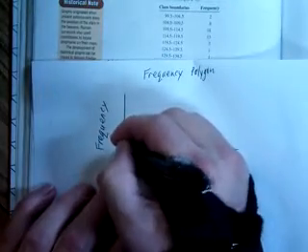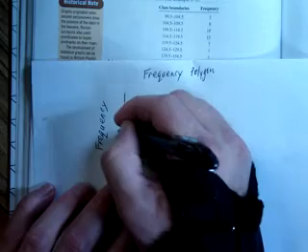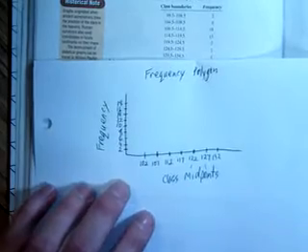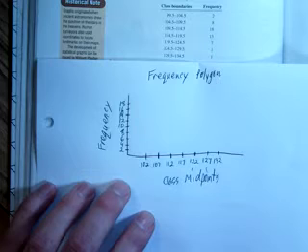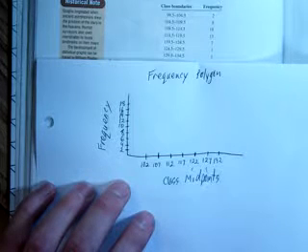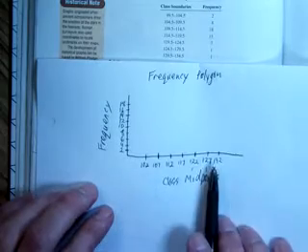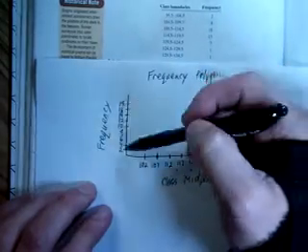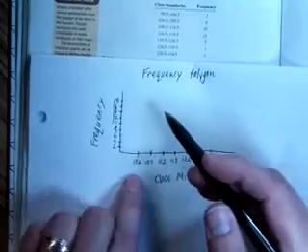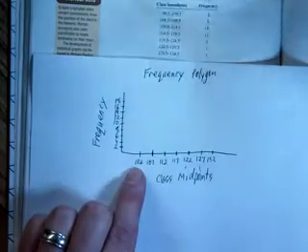Now, we're going to start with the class midpoint of the first class, which I said was 102. And since we know the class width is 5, we're going to just add 5 to get the next class midpoint. So it's 107, plus 5 is 112, plus 5 is 117, plus 5 is 122, plus 5 is 127.